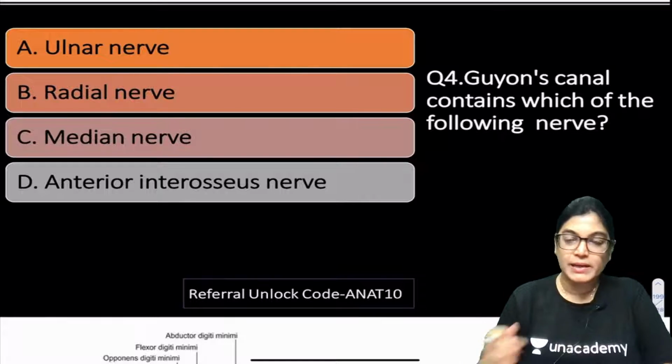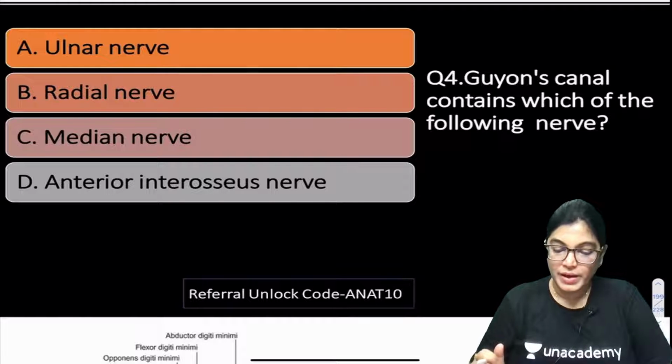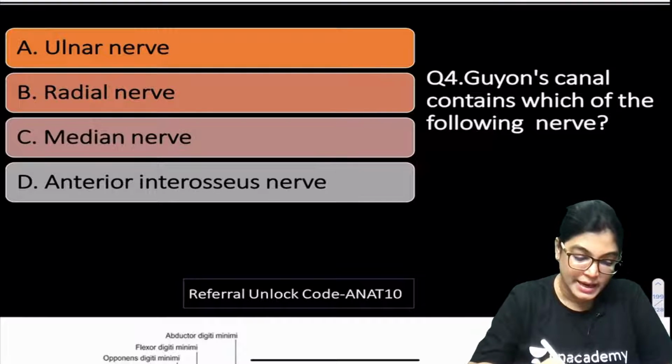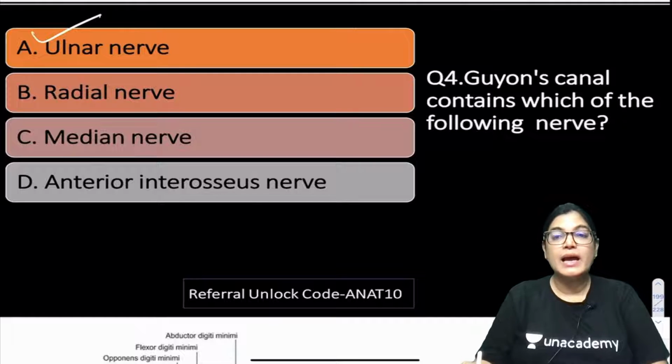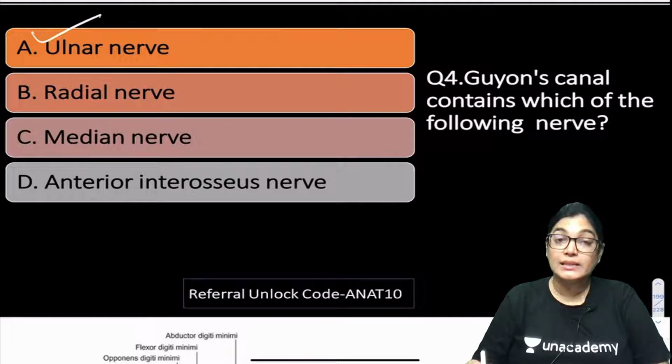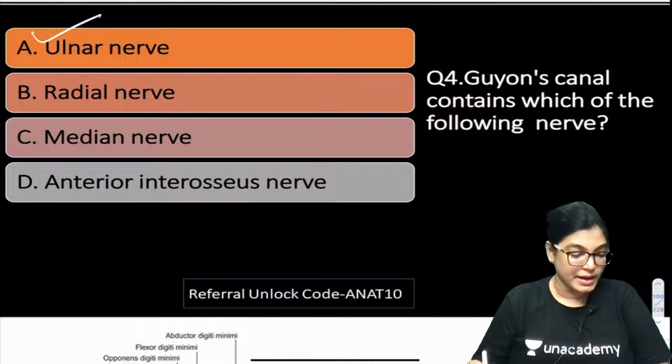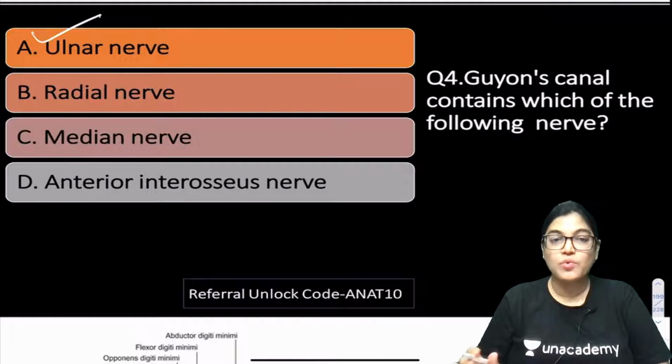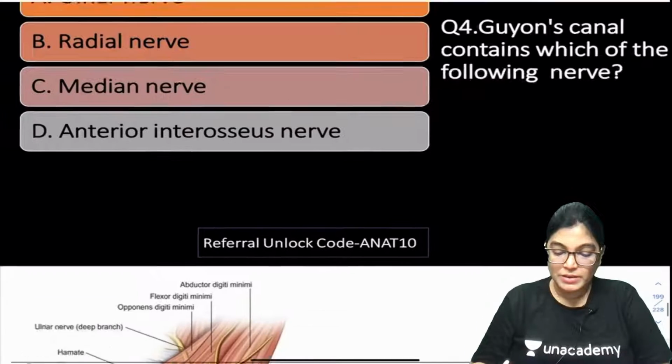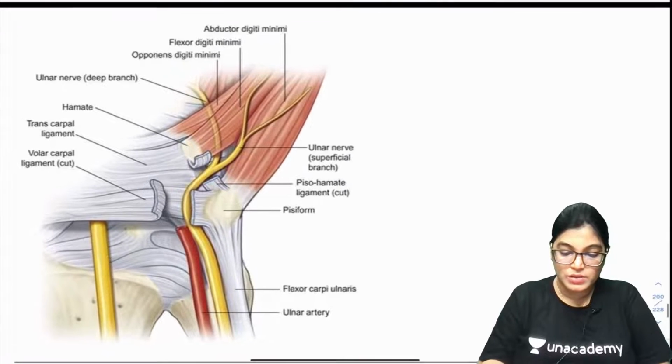Don't worry, I will explain Guyon's canal boundaries also. Actually, the correct answer is A, ulnar nerve. Guyon's canal is containing ulnar nerve and ulnar artery. Okay, ulnar nerve and ulnar artery. So the correct answer is A. So let me firstly show you the location of Guyon's canal.